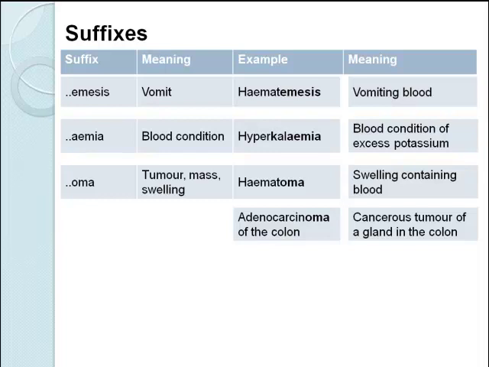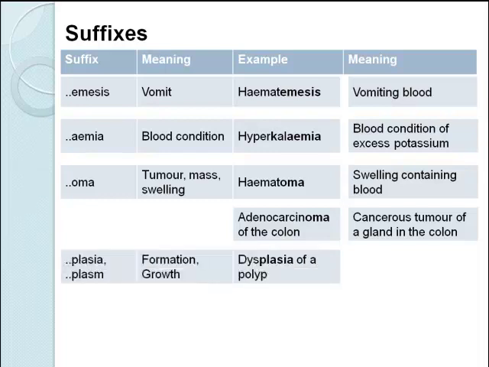Our next suffix is plasia or plasm, meaning formation or growth. Our example, dysplasia of a polyp. So dys is our prefix meaning difficult or disordered. So dysplasia would mean a disordered formation or disordered growth of a polyp. One of the concerns associated with dysplasia of a polyp, for example, is that cells that are showing dysplasia have the potential to change further and possibly become cancerous.